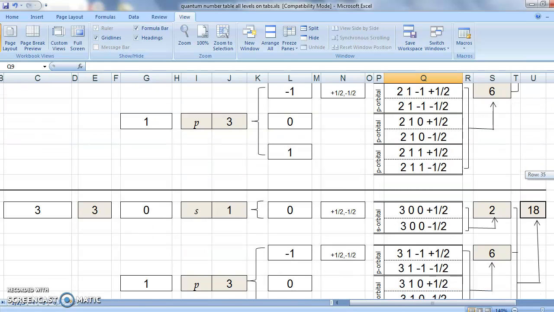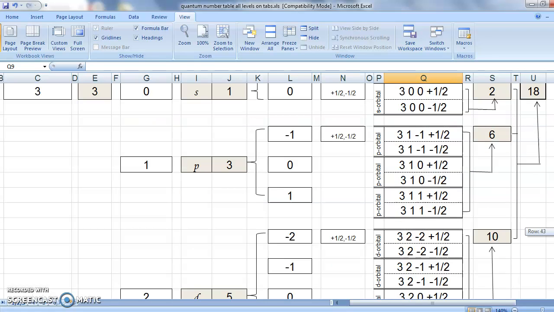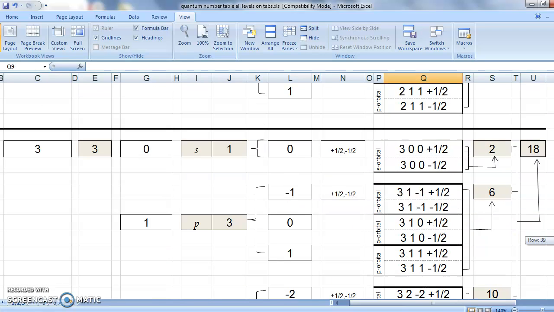So when I'm on the third level, 3 minus 1 is 2. So the second number could be a 0, 1, or 2. The third number puts you in an orbital, and the third number is minus the second number to positive the second number. So if this is a 0, the third number has to be a 0. If this is a 1, the third number is minus 1, 0, or 1.